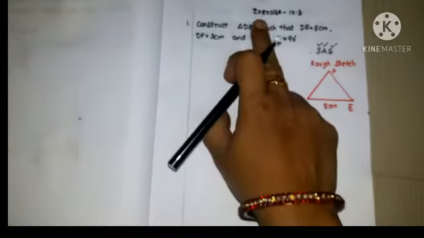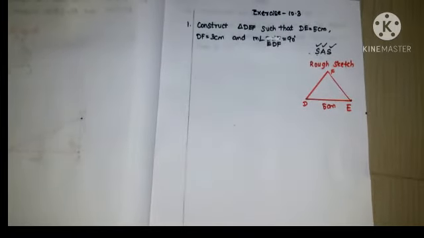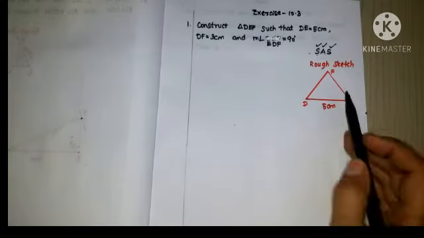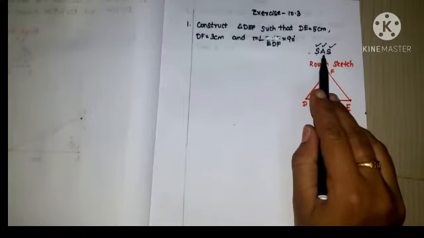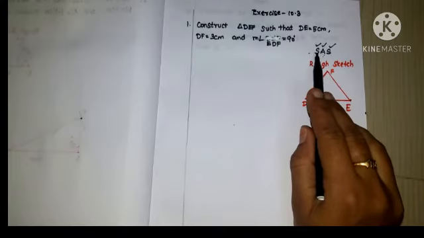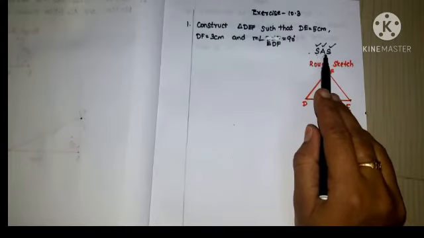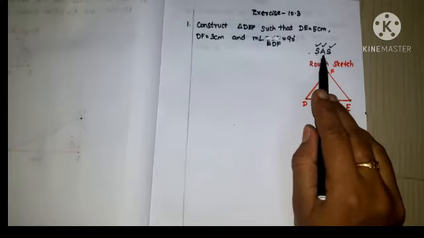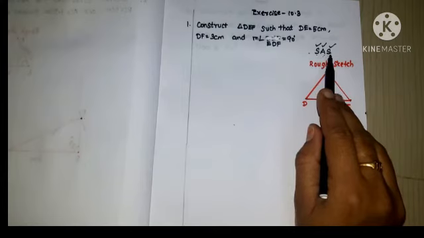Let's see here, exercise 10.3. First problem: construct the triangle DEF such that DE is equal to 5 cm, DF is equal to 3 cm and the measure of angle EDF is equal to 90 degrees. So here we are going to use the criterion of SAS. SAS means side-angle-side. On either side we have to include the angle. So first we have to draw the side, and after that we have to measure the angle on it. After that we have to complete the other side of the triangle.